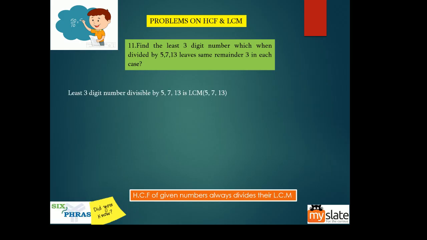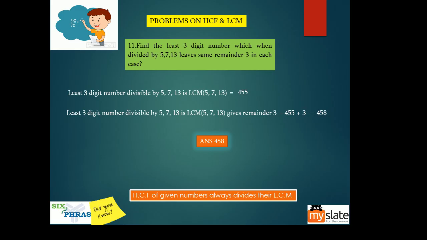Okay. So the least 3-digit number divisible by 5, 7, 13 is LCM of 5, 7 and 13, which is 455. And if I have to get a remainder of 3, I will add 3 to it. I will get 458. So 458 is the number which when divided by 5, 7 and 13 gives you a remainder of 3. It means divide 458 by 5, you will get 3. Divide 458 by 7, you will get 3. Divide 458 by 13, you will get 3. By 3, I mean remainder. Okay, the remainder will be 3.